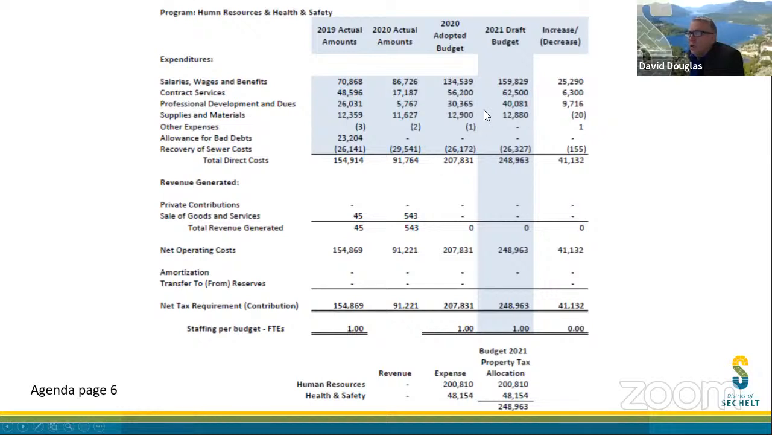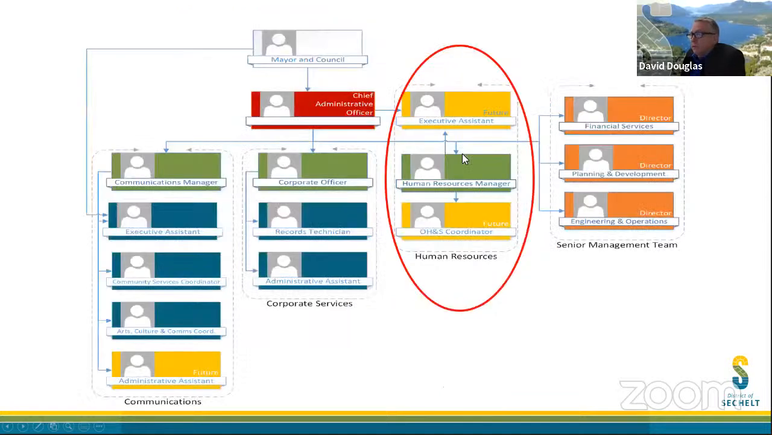Human resources, once again, not much of a change overall. We have included in this area just some part-time help that may be able to help us through part of the year, and then just a little bit of increase for professional development that we're trying to do in-house, and very important. And we've had one session, and we're looking forward to some more sessions.